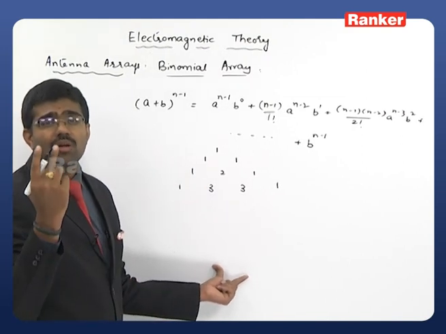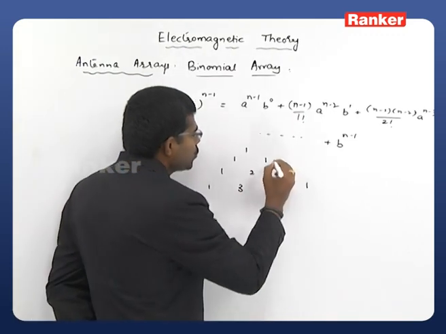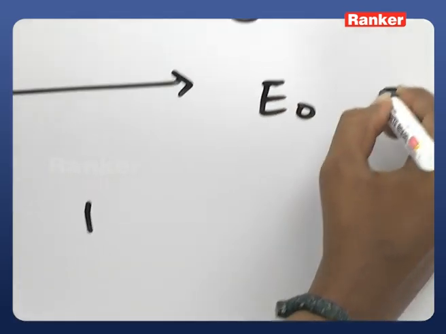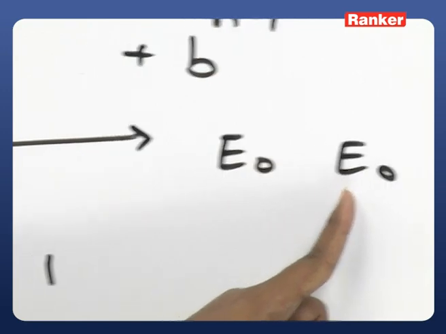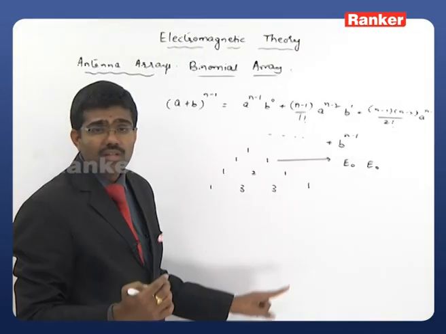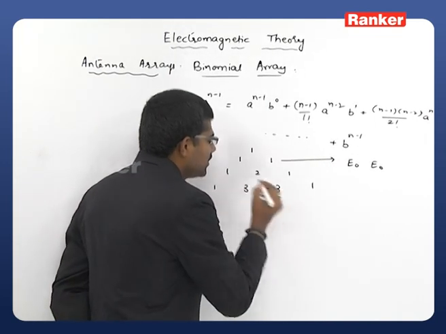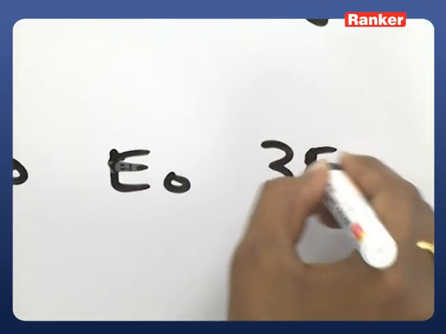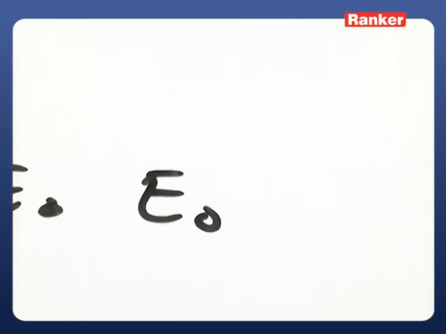Now for a 2-element array, what are the magnitudes you are supposed to apply? These are the magnitudes you are supposed to apply, that is E naught and E naught. For the 2 elements, you consider E naught and E naught. If you are considering a 4-element array, what are the magnitude ratios? The magnitude ratios are these values, that is E naught, 3E naught, 3E naught and E naught.